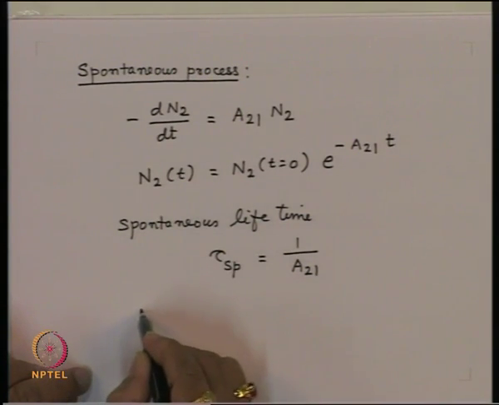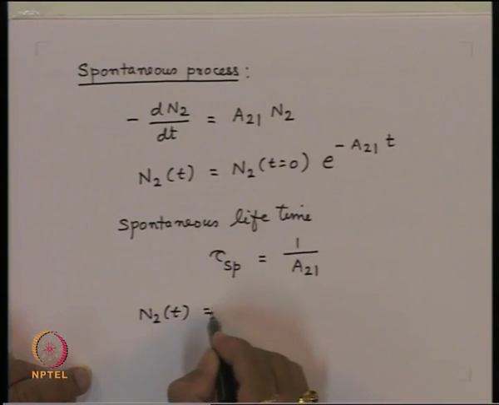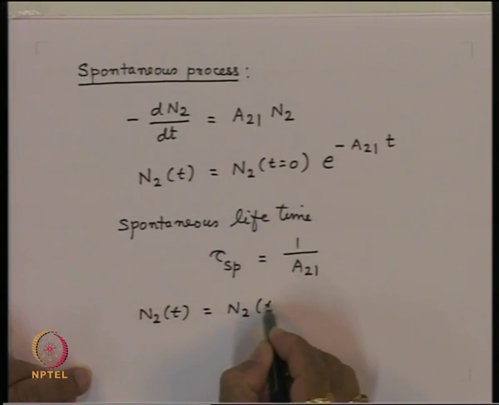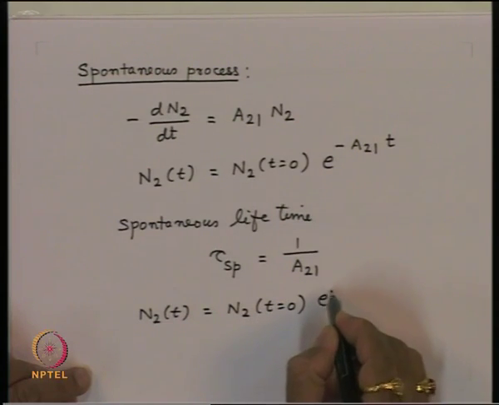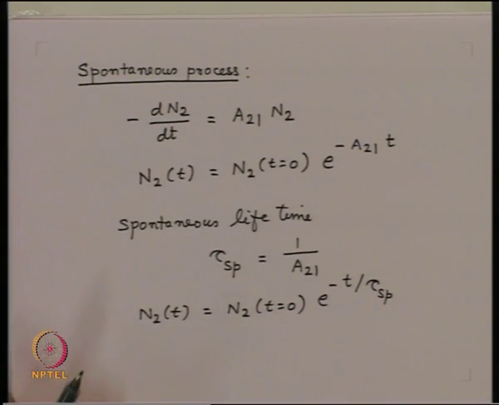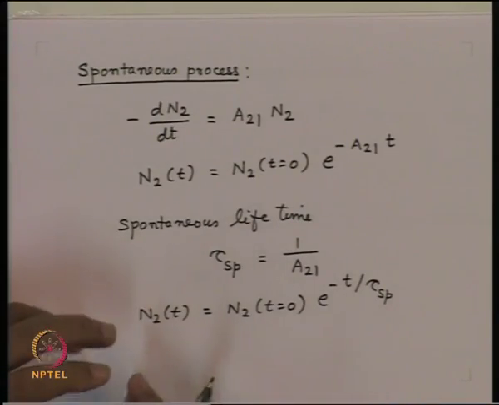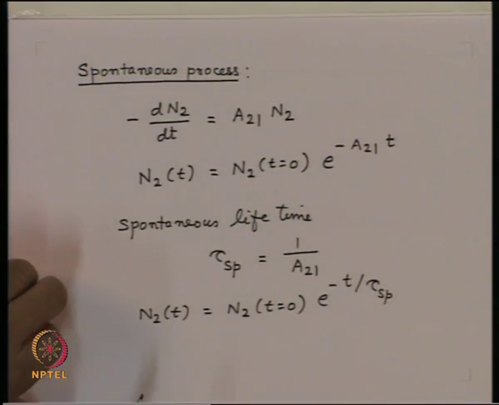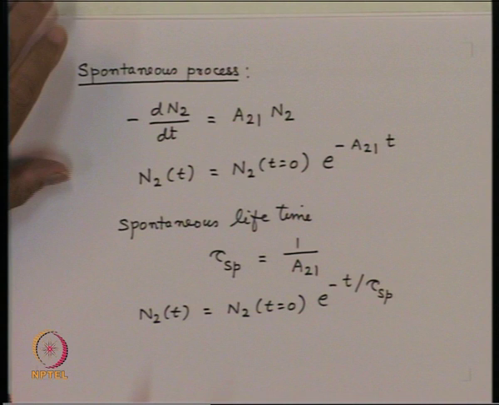So, the density of electrons in the upper state will be N2 at t equal to 0 times e to the power minus t upon tau spontaneous. What that means is that if the electrons are transported to the upper energy level, then naturally the electrons will have a tendency to decay, and this decay will be exponential with a characteristic lifetime which will be tau spontaneous. So, this is a very straightforward process.